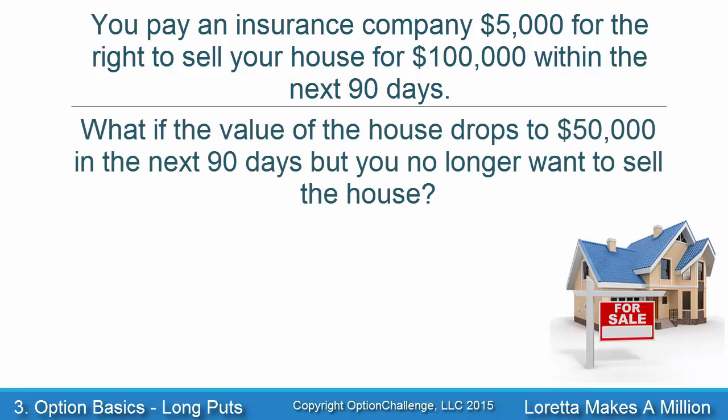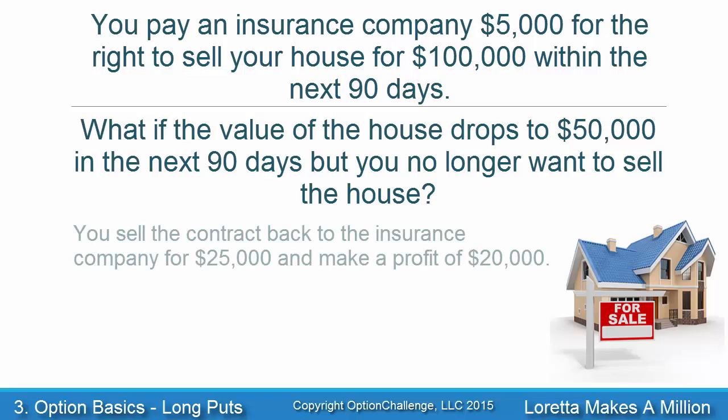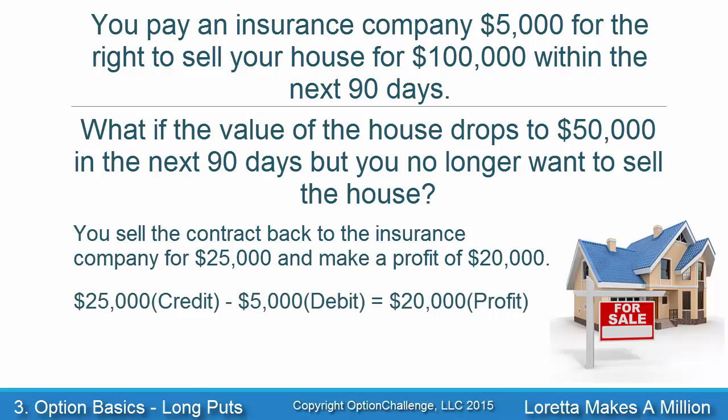Question: what if the value of the house drops to $50,000 in the next 90 days, but you no longer want to sell the house? Let's assume that you can sell back your insurance to the insurance company. The house has dropped in value by $50,000. Your $5,000 insurance contract is now worth more money. You sell the contract for $25,000. You make a profit of $20,000. And you get to keep your home.